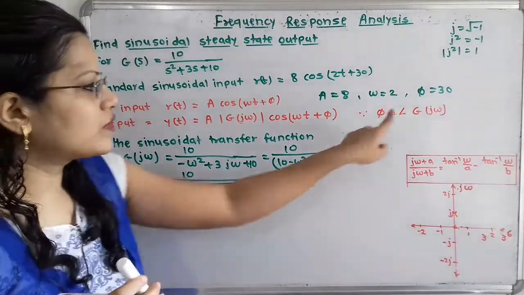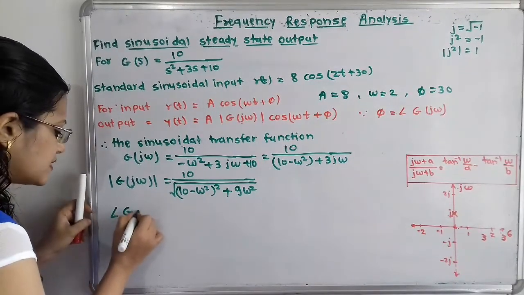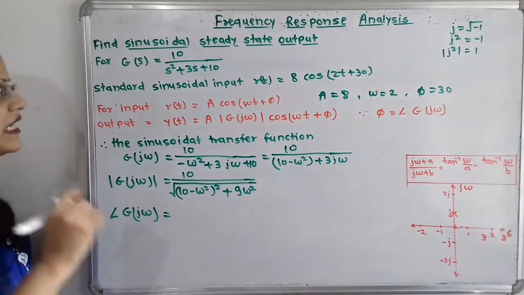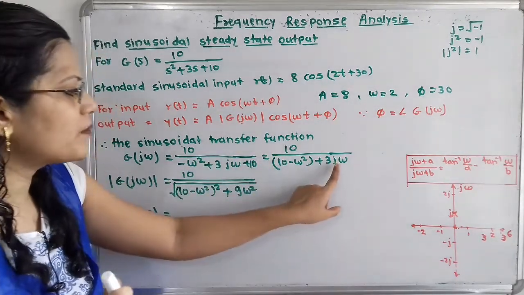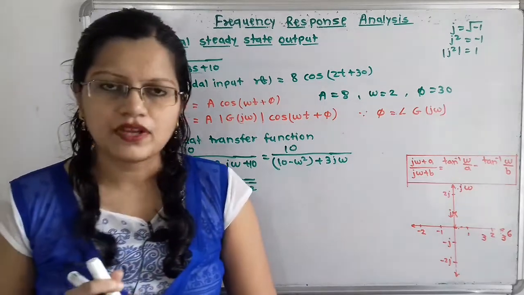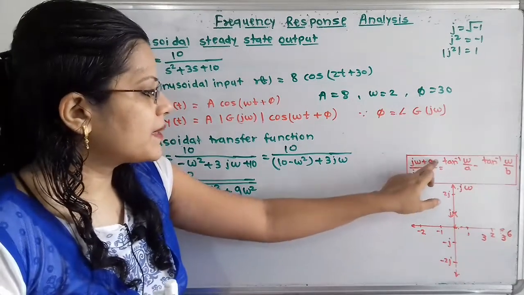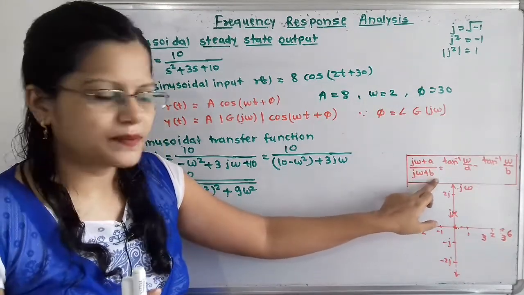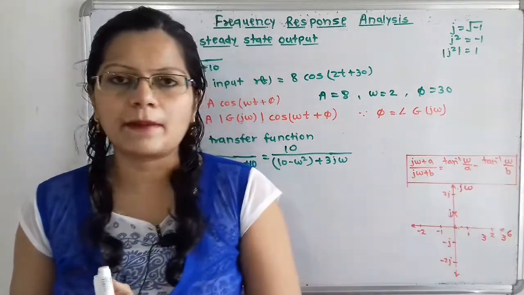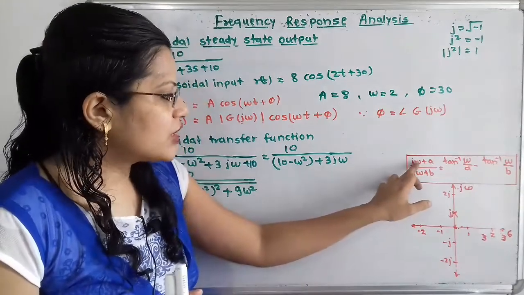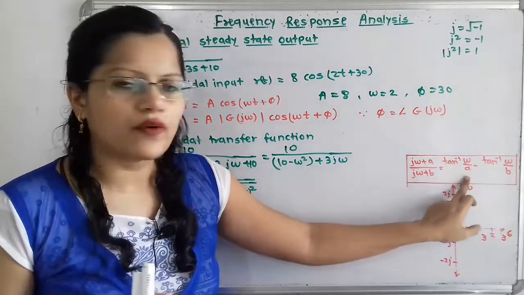Now we will find out the angle of G(jω). So I will write here next step, angle of G(jω). Now if we observe for the sinusoidal transfer function, only in the denominator jω term is there. So what is the basic formula? So basic formula, when (jω + a) divided by (jω + b), which is equal to tan inverse of ω by a minus tan inverse of ω by b. Now this jω + a, this is in the numerator, so we have to take plus tan inverse of ω by a.